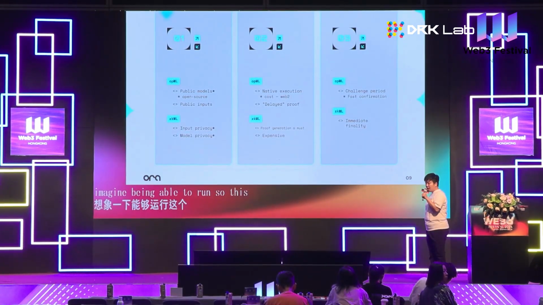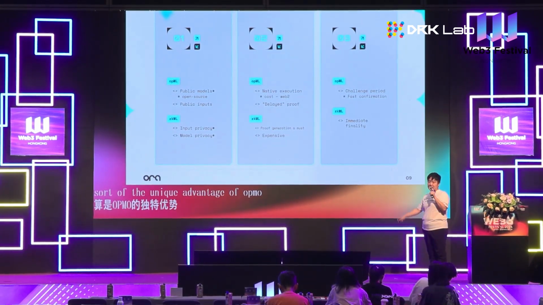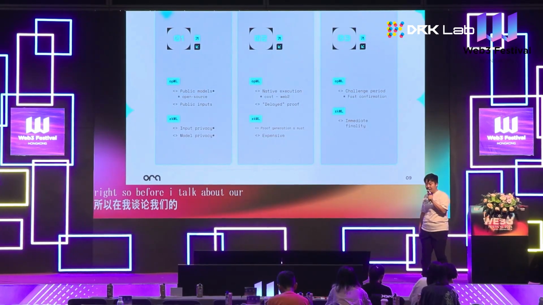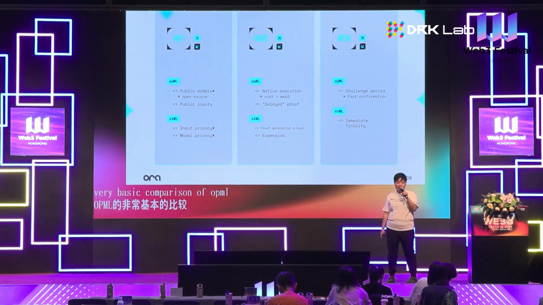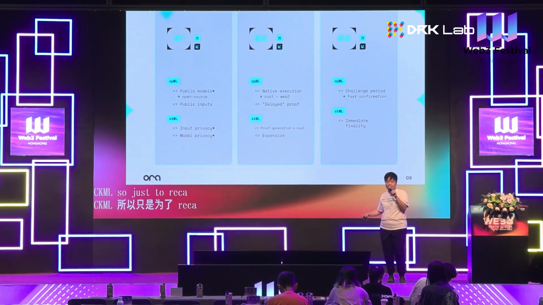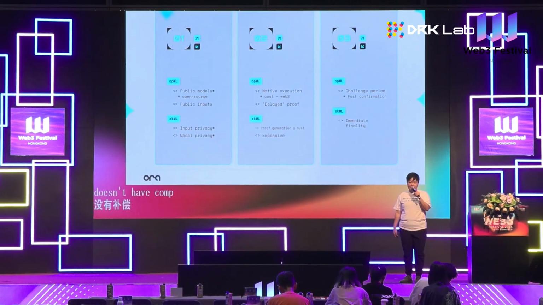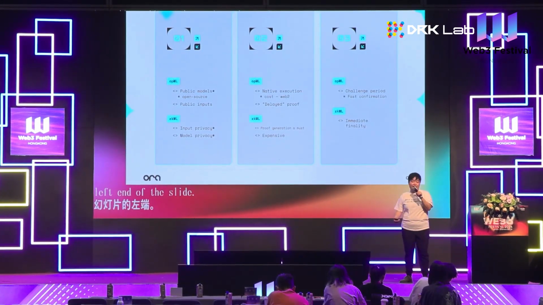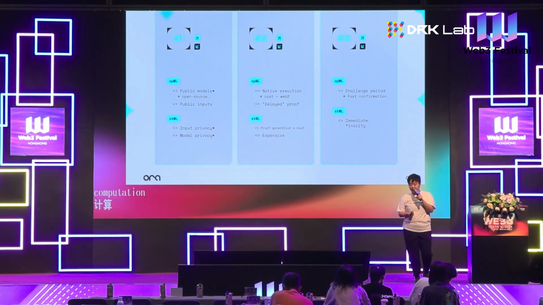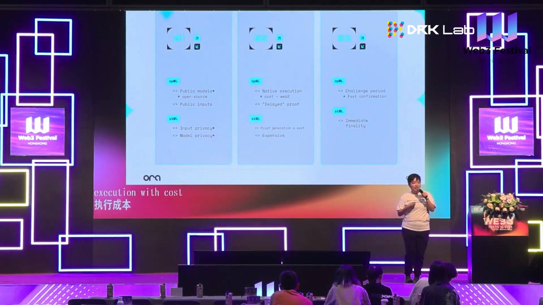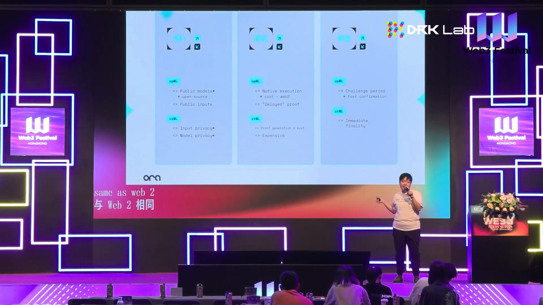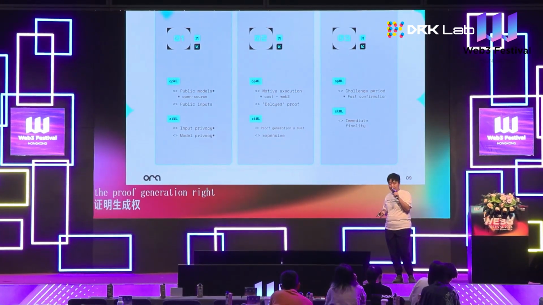Right, so before I talk about our new research initiative, this is a very basic comparison of OPML and zkML. Just to recap, the only thing OPML doesn't have compared to zkML is the privacy guarantee. That's on the left end of the slide. But what we gain is computation efficiency. In OPML, we can do native execution with cost that is around the same as Web 2. You can also delay the proof generation, meaning you don't need to generate any proof if there's no challenge. But in zkML, proof generation is a must, and it could be very expensive.